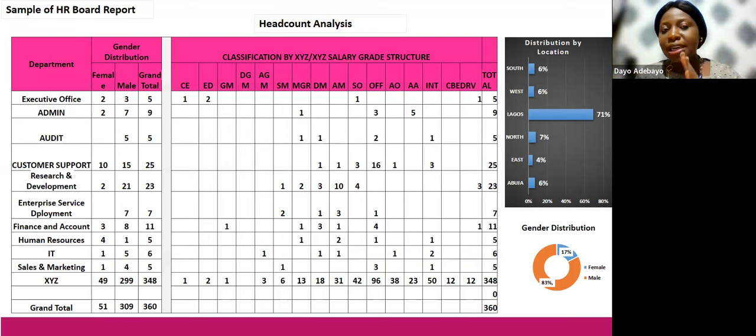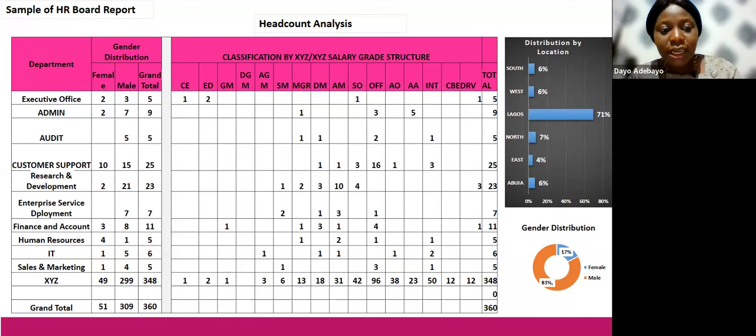On the left-hand side, I have the departments in my organization. I have executive office, admin, audit, customer support, R&D, some technical units, finance and accounts. But I want to present to them just the headcounts. So this is what I did, or what I'm going to do, to enhance this report. I've talked about executive office. We have this number of male, this number of female, then this is the total.